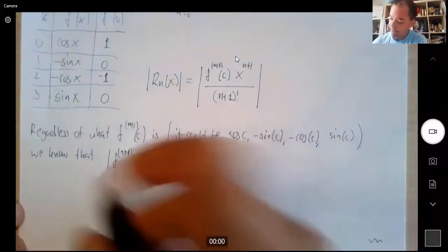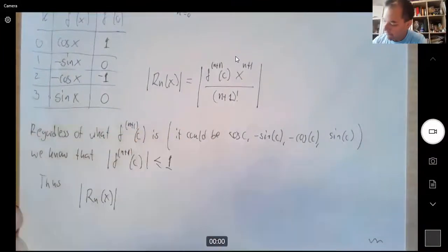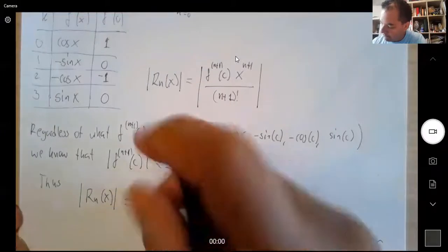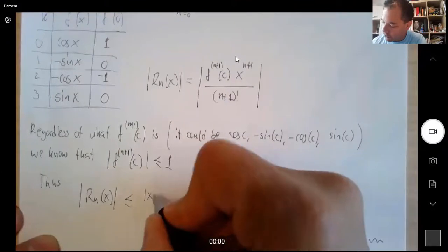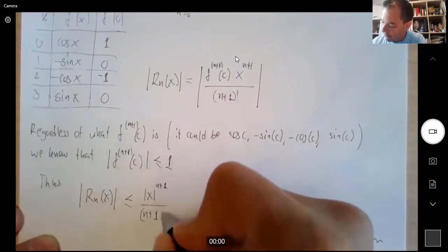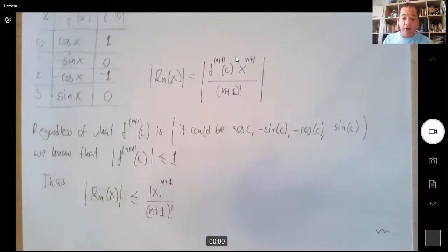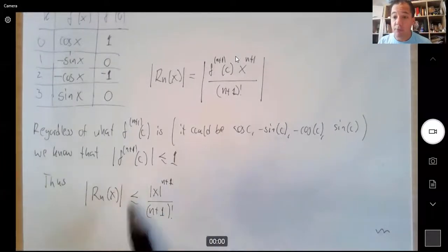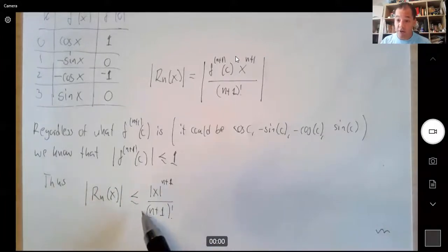So therefore, the remainder is going to be at most, so this part is at most 1, so it's going to be at most x to the n plus 1 over n plus 1 factorial, right? And then we're essentially done because last time you may remember we did it for e to the x. We showed that the limit of this when n goes to infinity is 0. And we did it with the divergence test.